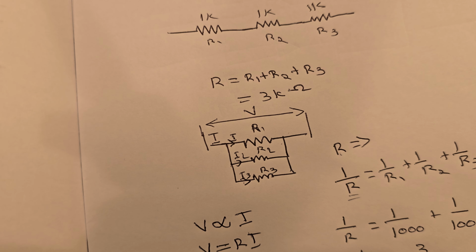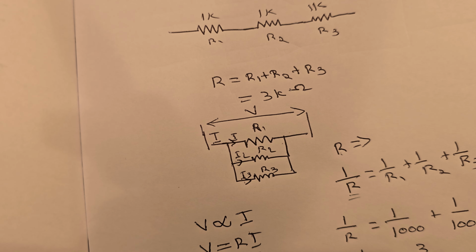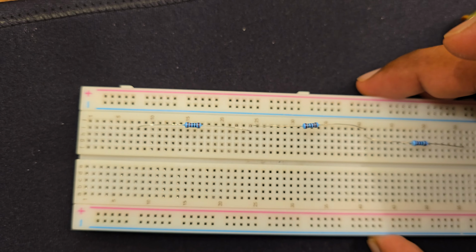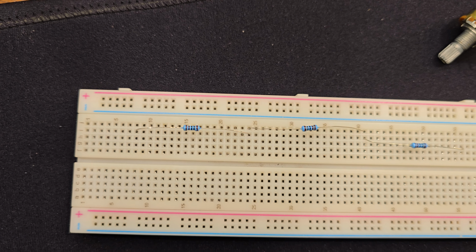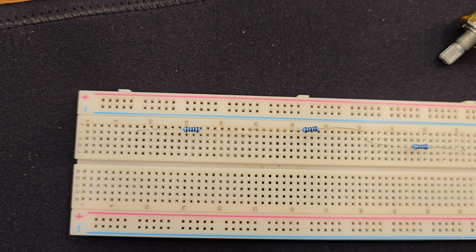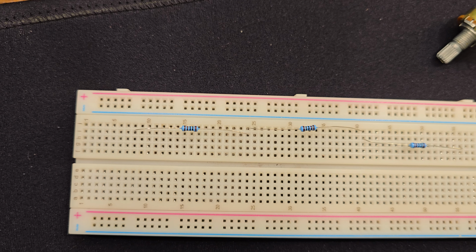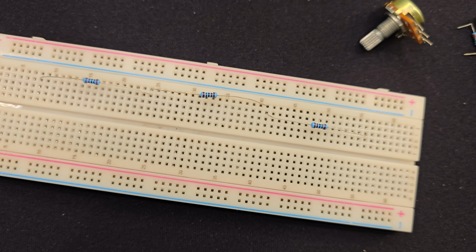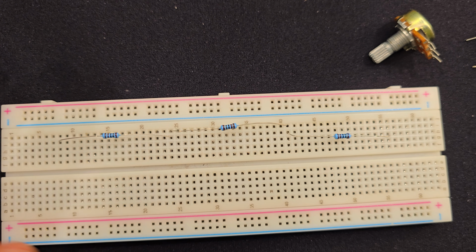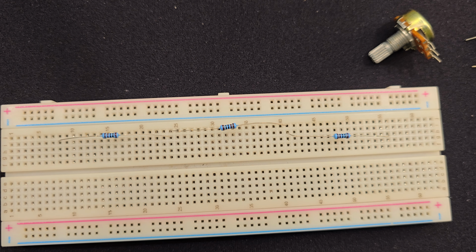So if a few resistors are connected in series, the effective resistance will be the sum of each resistor, and if they are connected in parallel, the effective resistance will decrease.